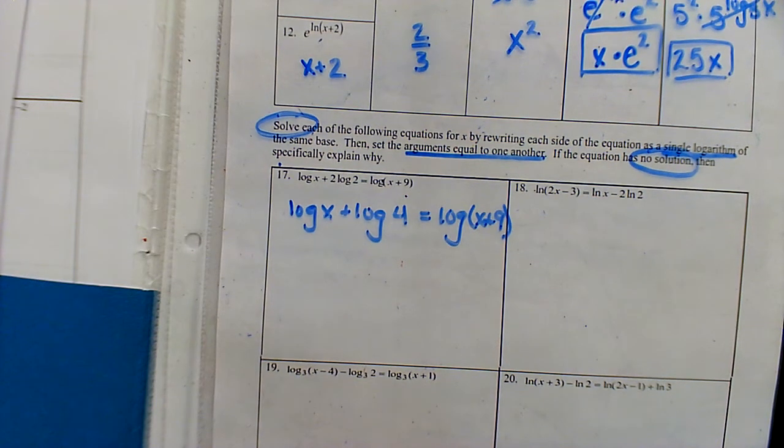Okay, can we keep going? Remember, our goal is to get a single log. Okay, 1 logarithm on the left-hand side. We still have 2. You want to keep going? Yeah.